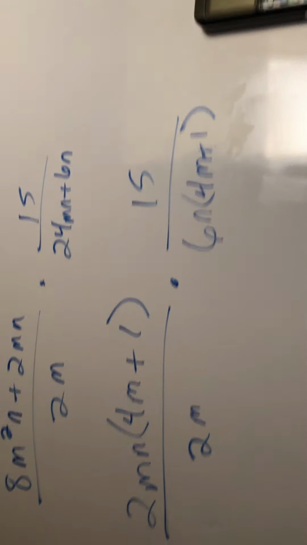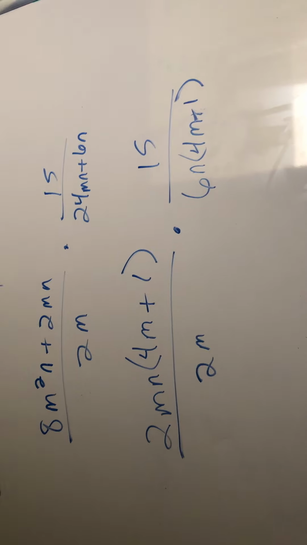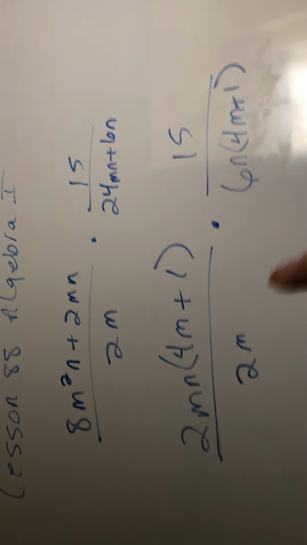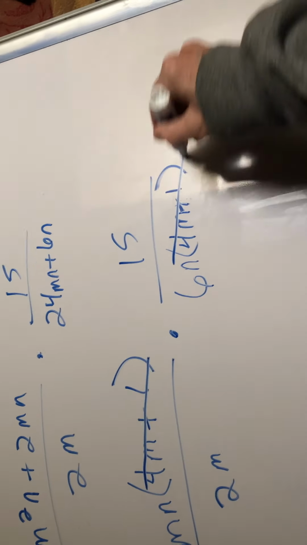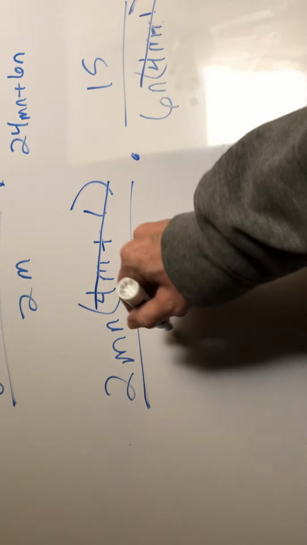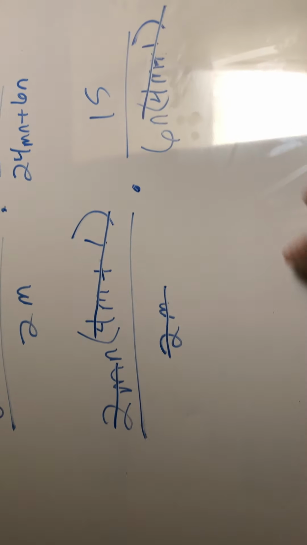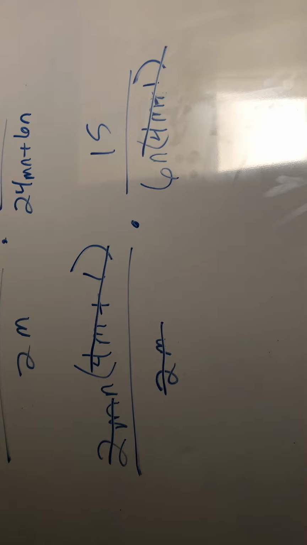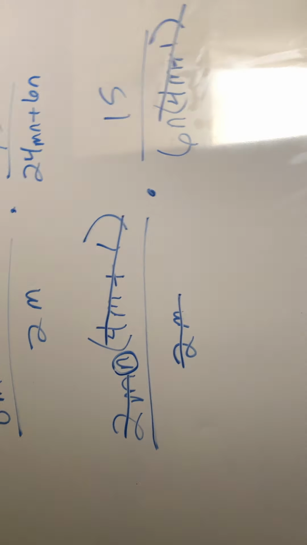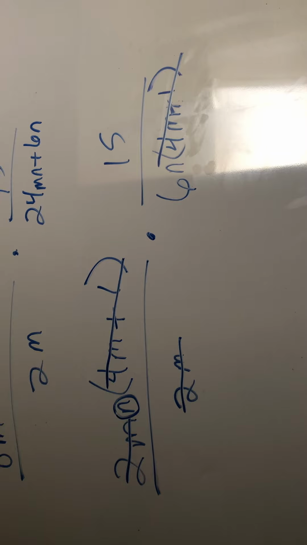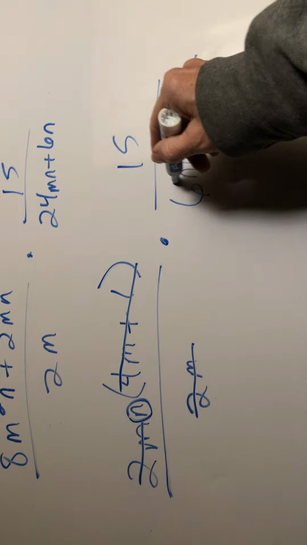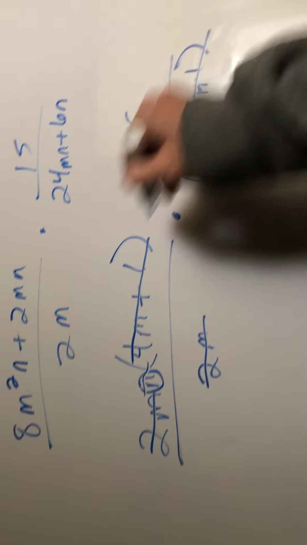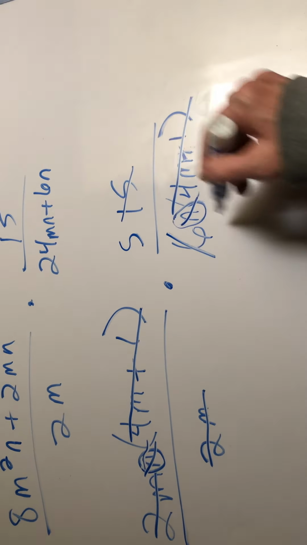Now, again, we look top to bottom. Anything on top that's the same as on the bottom, I can cancel. So 4m plus 1, 4m plus 1 cancels. 2m and 2m, because that's multiplication, those cancel. This little n right here takes this little n right here by the 6. Cancel those. I can take a 3 out of 15, it leaves a 5, and I can take a 3 out of 6 and leaves a 2.